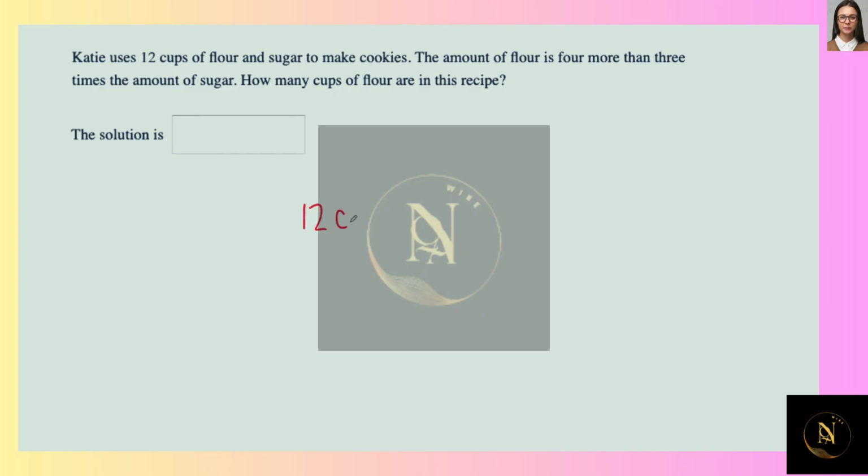Make cookies. 12 cups of flour and sugar to make cookies. The amount of flour is 4 more than 3 times the amount of sugar. So 12 cups of flour and sugar to make cookies, so flour plus sugar equals 12. The amount of flour is 4 more than 3 times the amount of sugar. How many cups of flour are in the recipe?